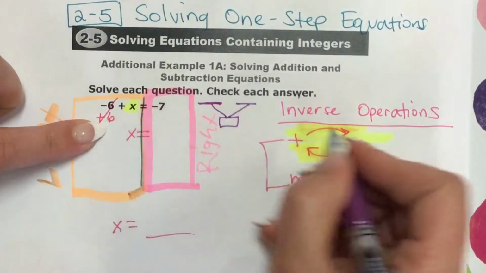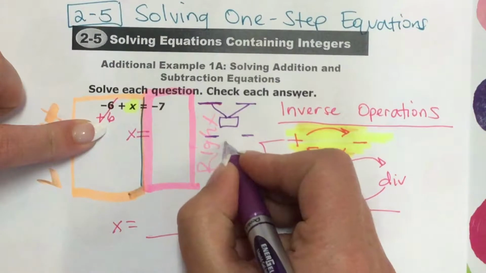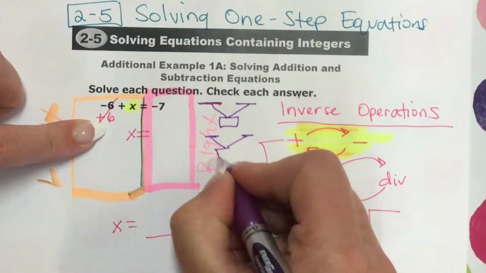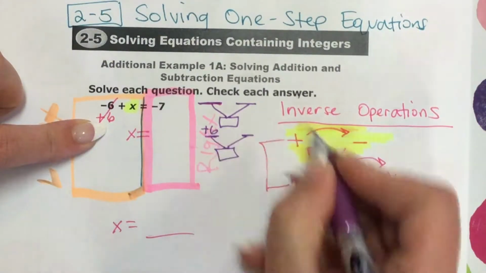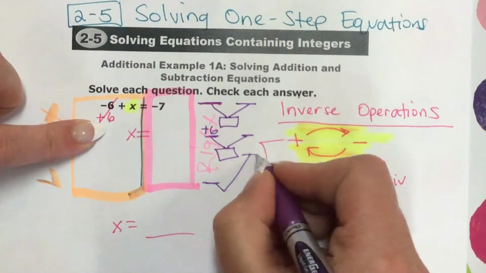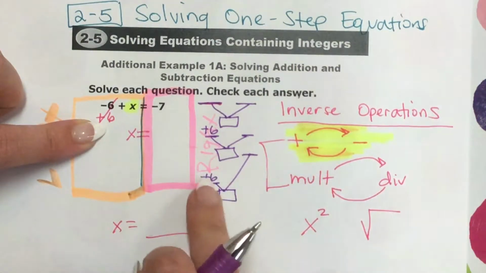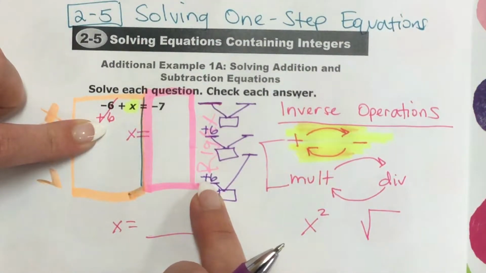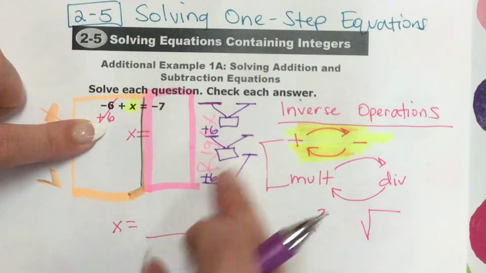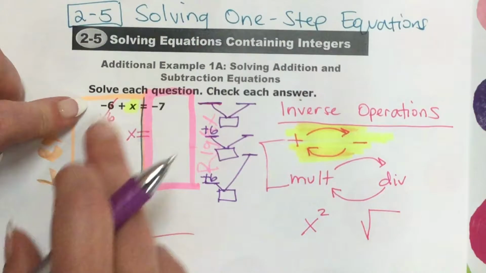But when you add 6 to this, the scale goes like this, and this one goes way up in the air. That's with the plus 6. It weighs this side down. So now the equation is not equal, because we've only added 6 to this side.